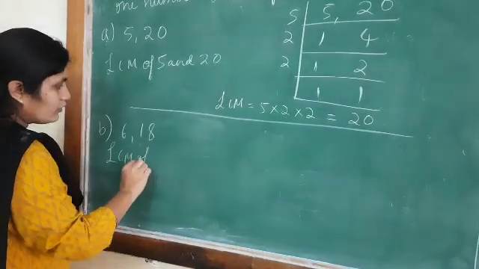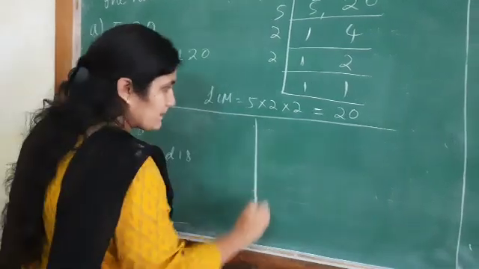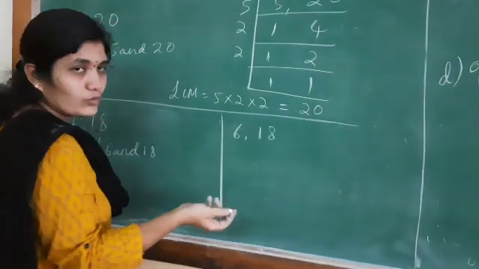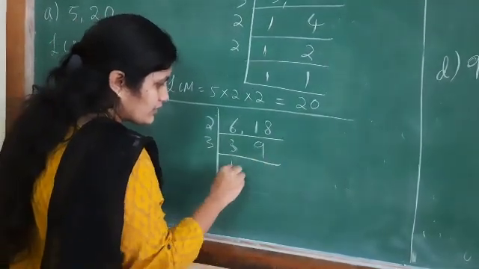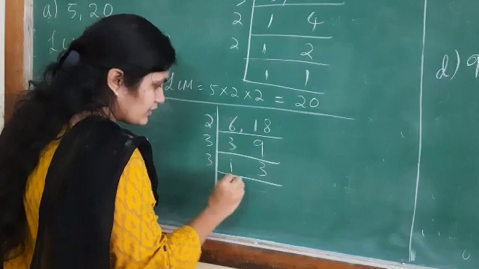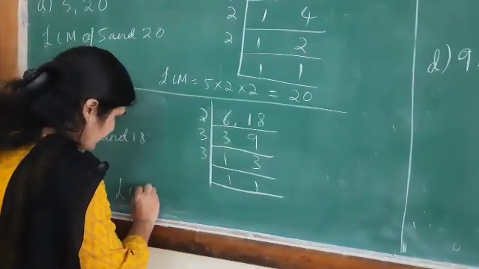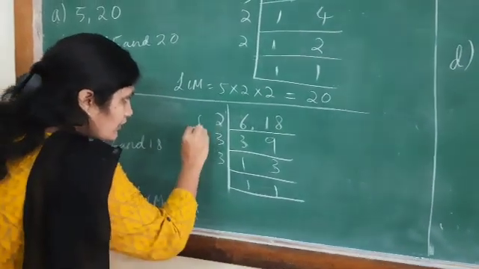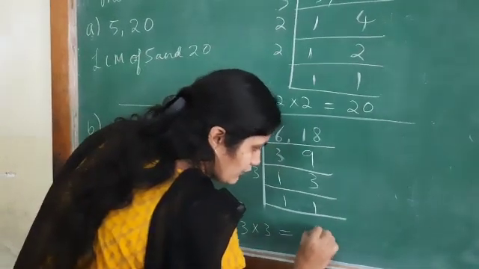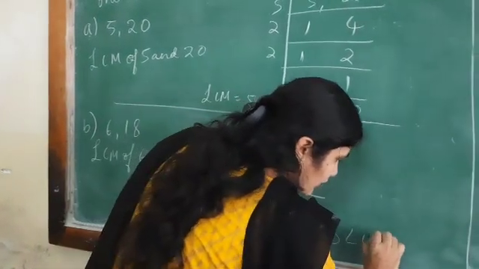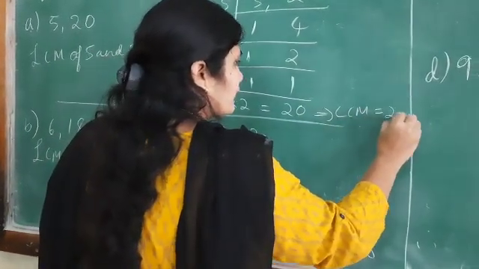Now let me find out LCM of 6 and 18. 6, 18, go for 2 or 3, any numbers. 2 3s are 6, 2 9s are 18, 3 1s are 3, 3 3s are 3, 3 1s are 1. LCM is equal to, multiply the factors, 2 into 3 into 3, 2 3s are 6, 6 3s are 18. Therefore, LCM is equal to 18.